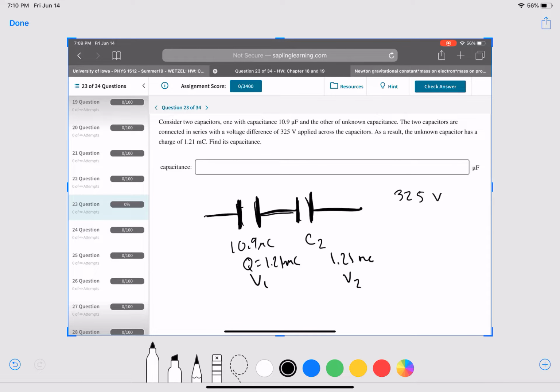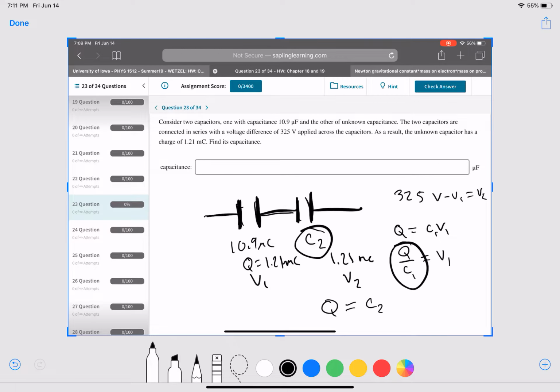So what we can do is say that Q is equal to CV, and the charge of 1.21 millicoulombs is equal to C times V. So if we take Q over C1, then we can figure out what V1 is. V1 is going to be Q over C1, and then V total minus V1 is going to be equal to V2. Now we have the voltage on this capacitor, and the question is, what's the capacitance? So we have the same Q, we're going to have C2, which we want to know, and then V2, which we solved from up here, so C2 is going to be Q over V2, and then we're done.